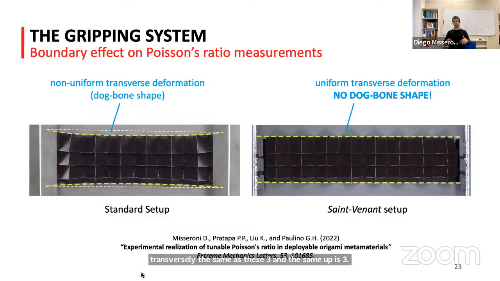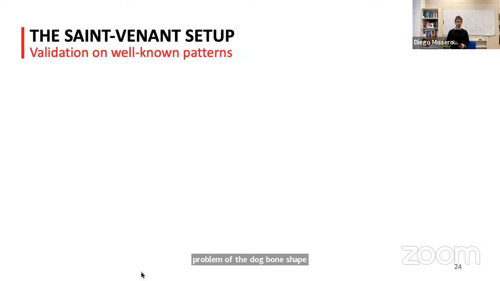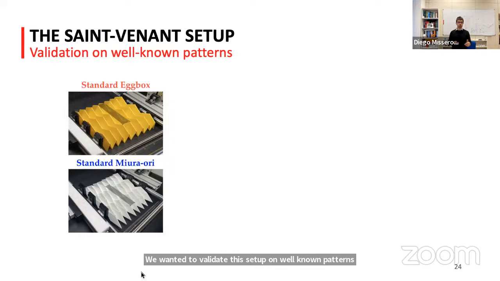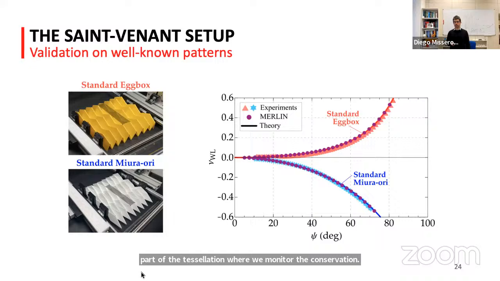We wanted to validate this setup on well-known patterns. First of all, we tested the standard egg box and the standard Miura ori. The highlighted region here in the middle represents the part of the tessellation where we monitor the Poisson ratio. And these are some results. As you can see, the theory and the experiments are quite superimposed on each other. Also, the simulations that we performed in specific software developed by Professor Paulino and his co-authors, which allows simulating origami materials, confirm the theory, as you can see here.